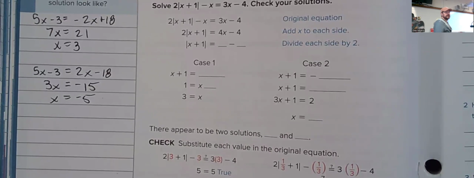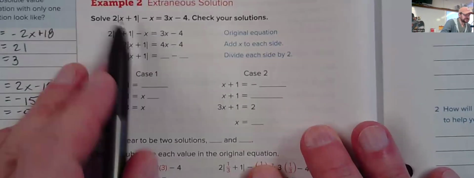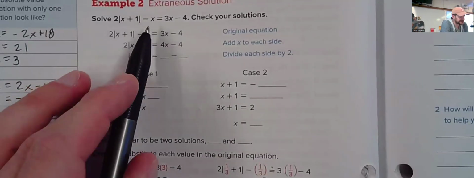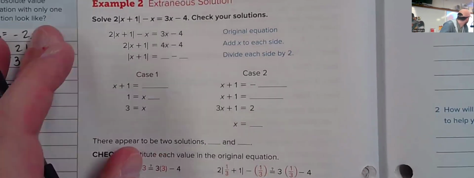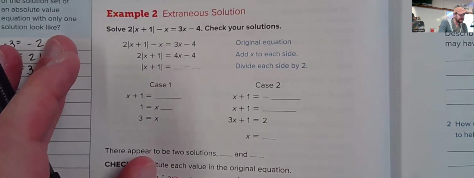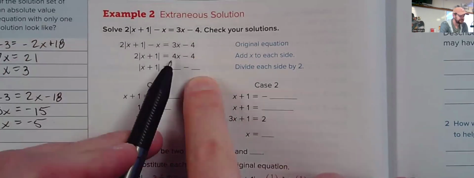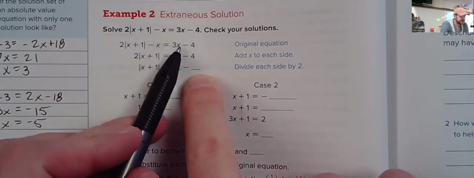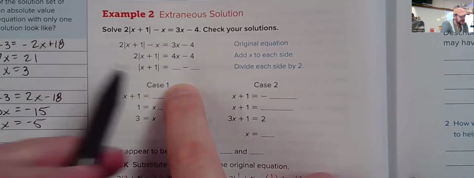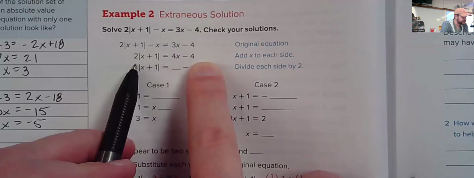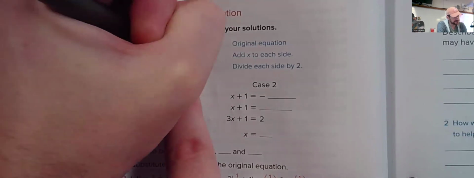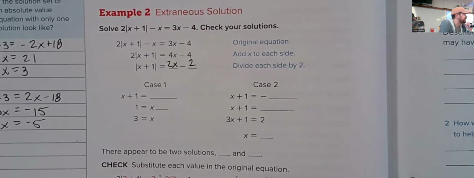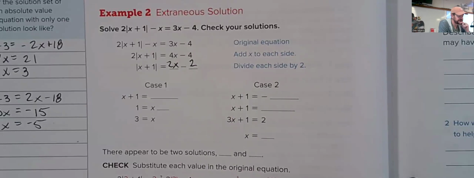Example 2. 2 times the absolute value of x plus 1 minus x is equal to 3x minus 4. So we're going to isolate the absolute value, add x to both sides first. We get a 4x. 3x plus x is 4x minus 4. Divide everything by 2. So 4x divided by 2 would be 2x. Negative 4 divided by 2 is negative 2. So we get the absolute value of x plus 1 equals 2x minus 2.